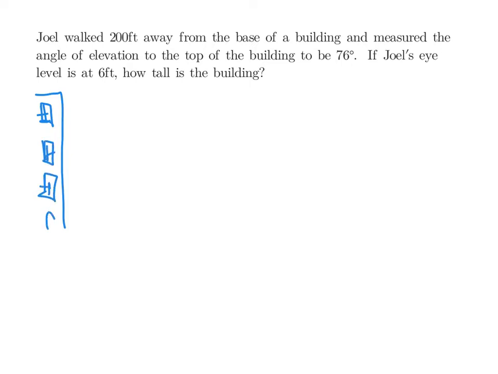There's maybe a doorway down here. But Joel is standing over here, right? And he's looking up at the building. So that is to the top of the building. And the angle is measured from his eyes right here. So it's this angle that is 76 degrees.